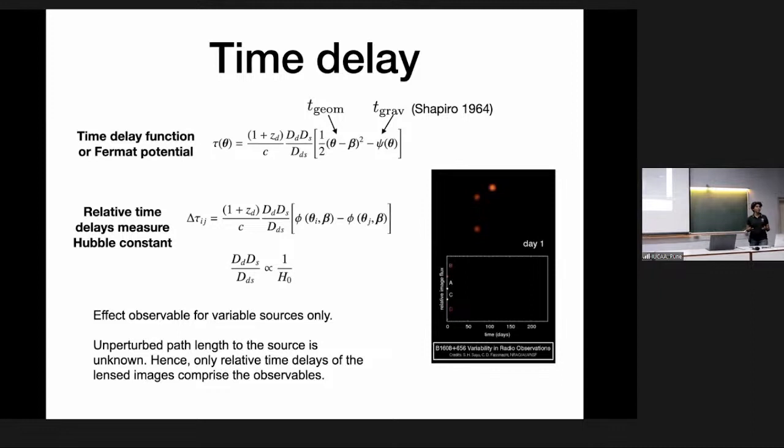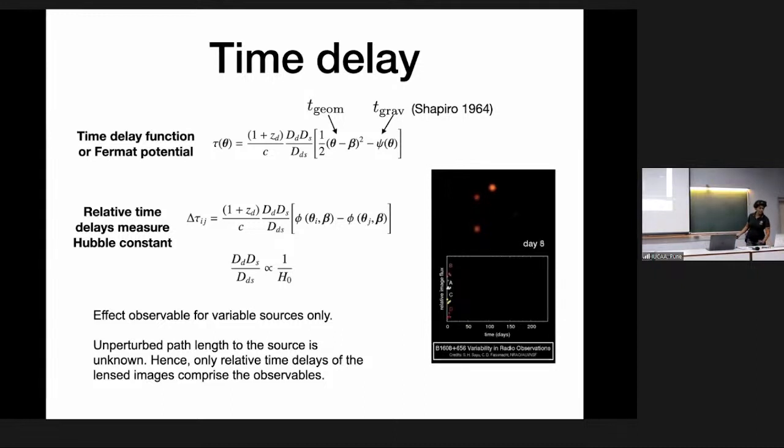In order to be able to measure these time delays, we need to have a source which is variable. This is usually not possible for galaxies. If your background source is a galaxy, then these are pretty much static. So if you want to measure these time delays, you need a source which shows some fluctuations. Time delay measurements are only possible for sources that are variable or transient, unlike the image positions and the magnifications, which can be measured for all of your lens systems. And again, similar to the other observables, time delays are also relative. You can only measure them as a relative quantity.